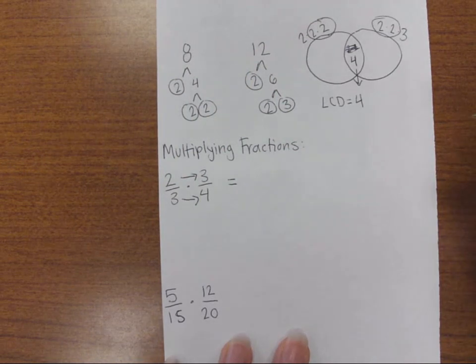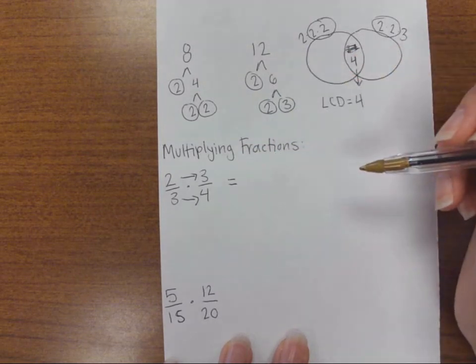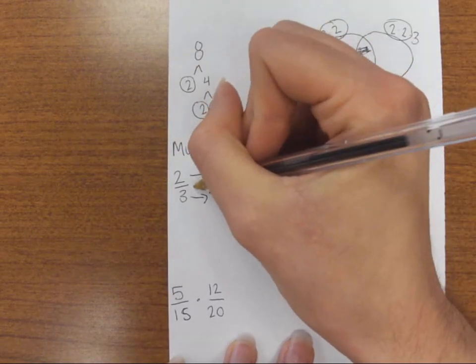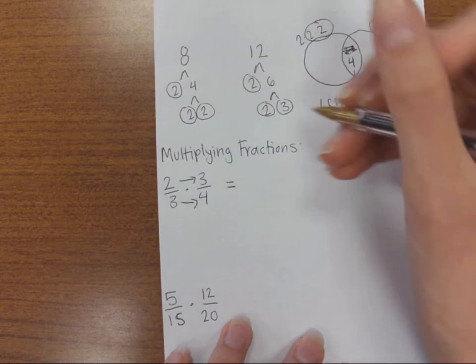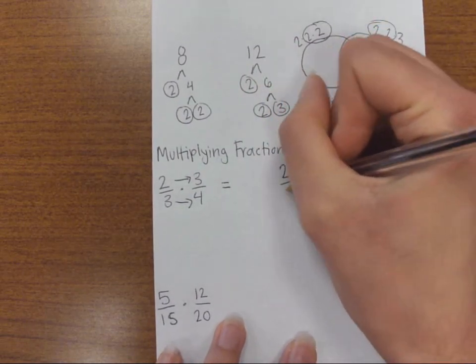Okay, but there's a trick that I can do, a shortcut if you will, that makes it a little bit easier to multiply. So I could multiply this and then simplify, but first, to make things easier, I can do what we call cross-simplifying. So I'm going to go ahead and rewrite this because I kind of made a mess with my arrows.